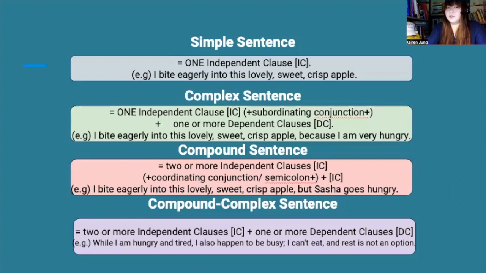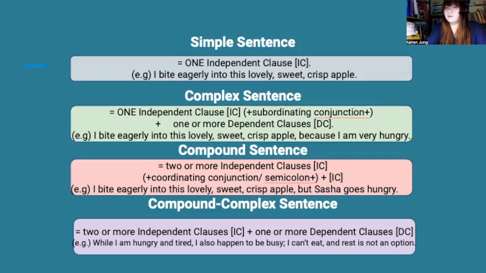Next, a compound sentence is made up of two or more independent clauses joined together by a coordinating conjunction or a semicolon. For example, I bite eagerly into this lovely, sweet, crisp apple, but Sasha goes hungry.